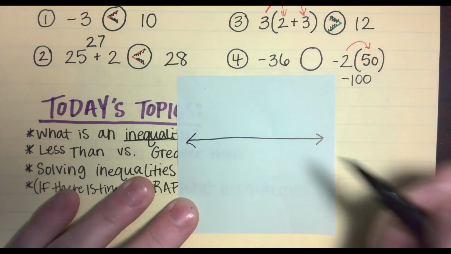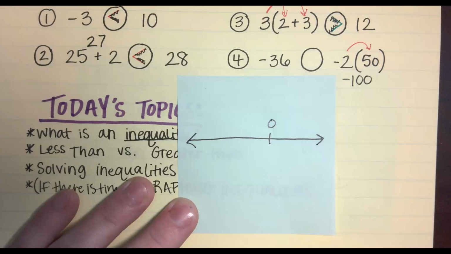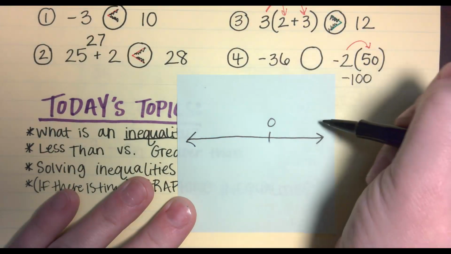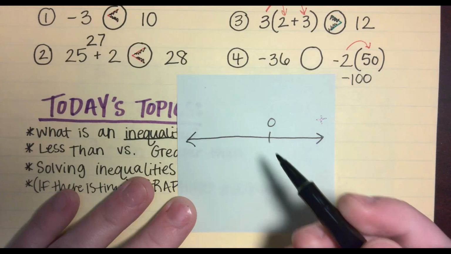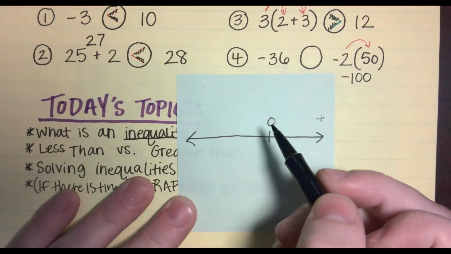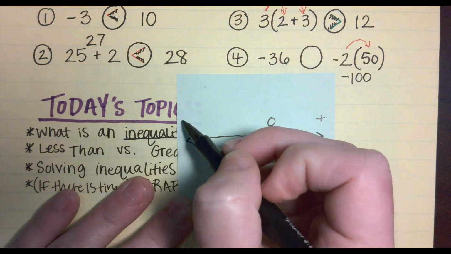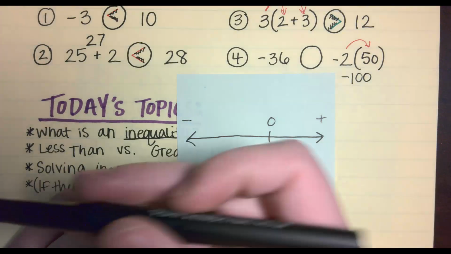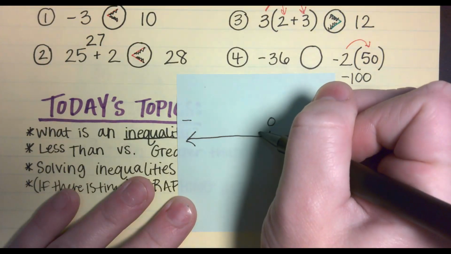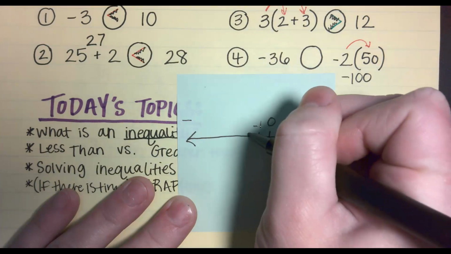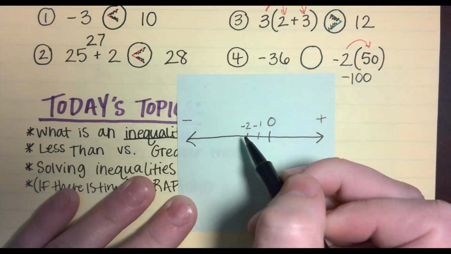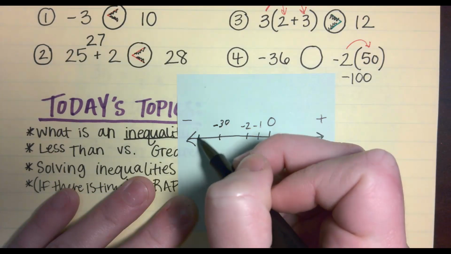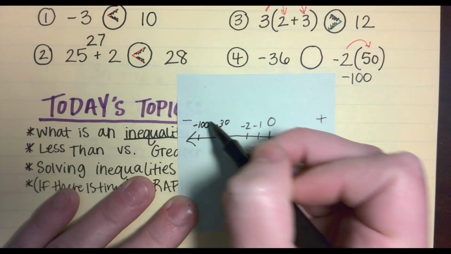Okay? If I have this number line, and I'm going to put my 0 here, right? The numbers get bigger as we go this way, so I'm going to put a plus there because I know they're increasing. They get smaller as we go this way, so here's my minus or my negative. I know they're decreasing. So if this is negative 1, negative 2, and then it keeps going on, I don't know, negative 30, negative 100, this is not to scale.